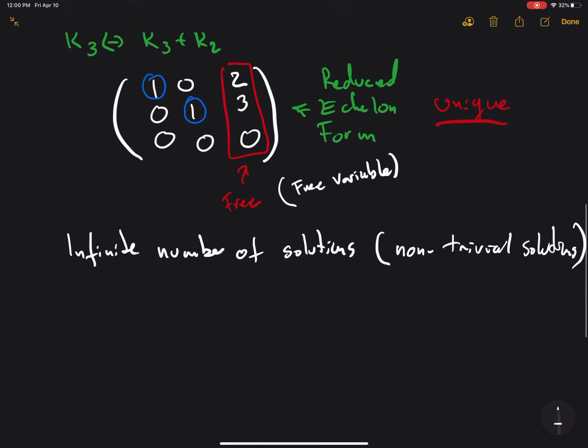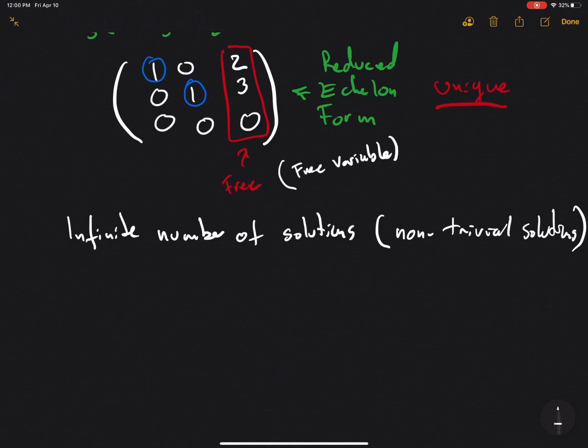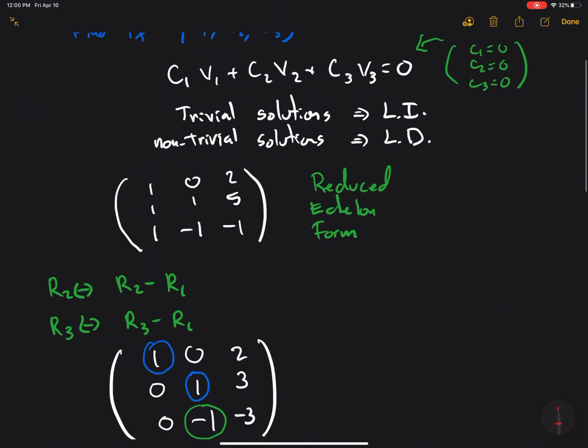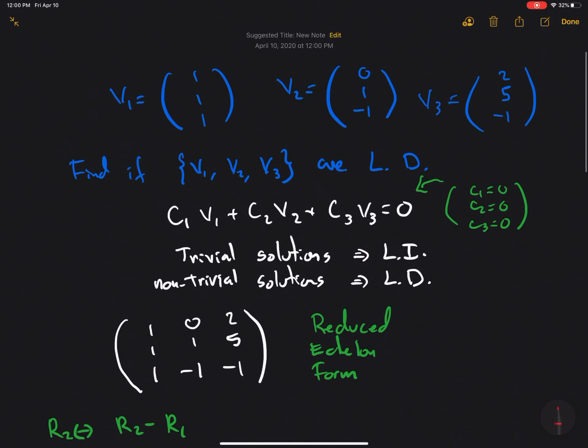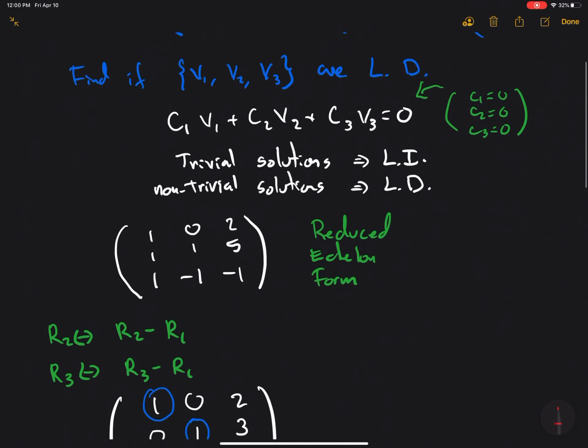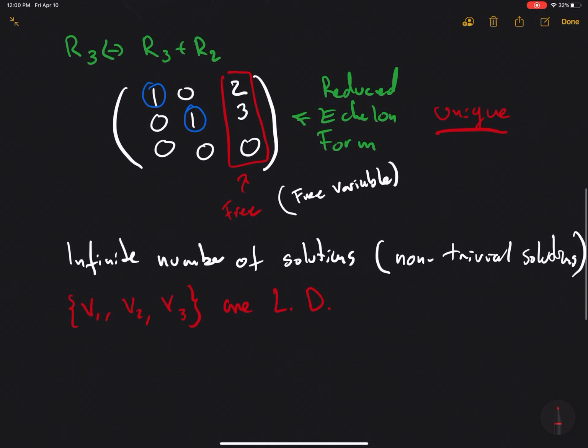Since I have non-trivial solutions, this implies that my original set of vectors actually is linearly dependent. So I have that v1, v2, and v3 are linearly dependent. So to answer the first question, with my original set of vectors, I have that these are linearly dependent because basically I have this row of zeros. That is my way to check it.